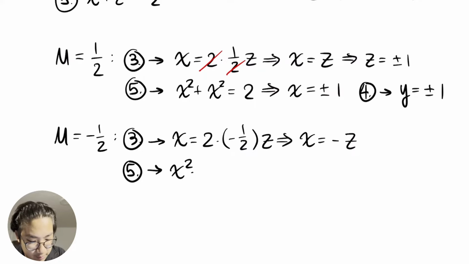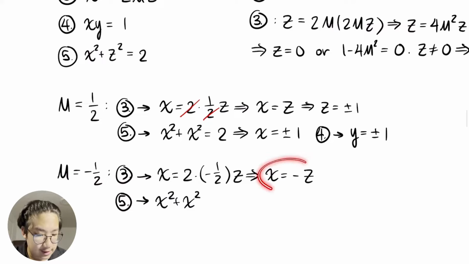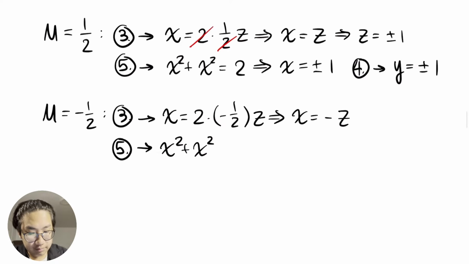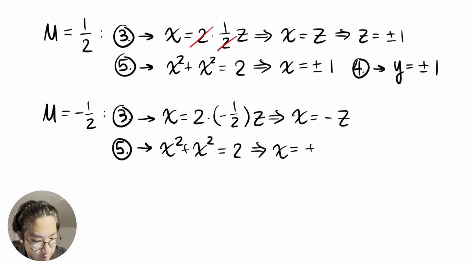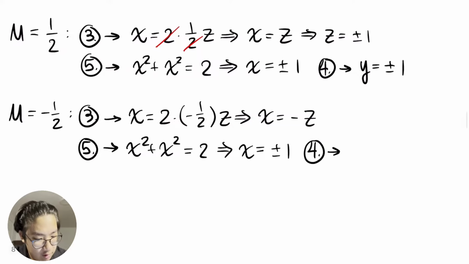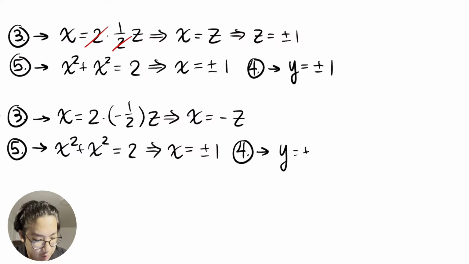Or again, x squared plus x squared. Simply again because it's the same thing as z is equal to negative x. And then once you substitute that into here, you still get the same result because it's being squared. So this is equal to 2. And then this also tells us x is equal to plus or minus 1. And then again from 4, we also get that y is equal to plus or minus 1.